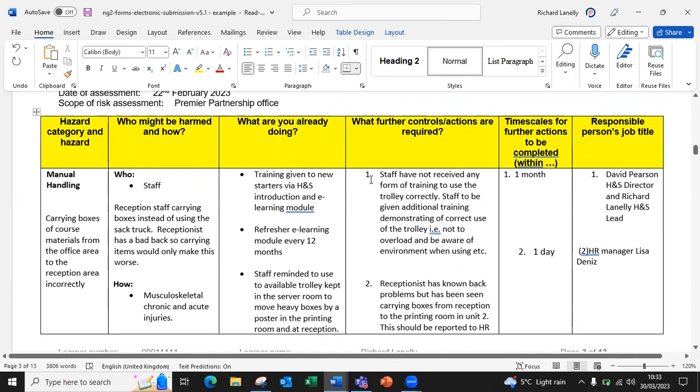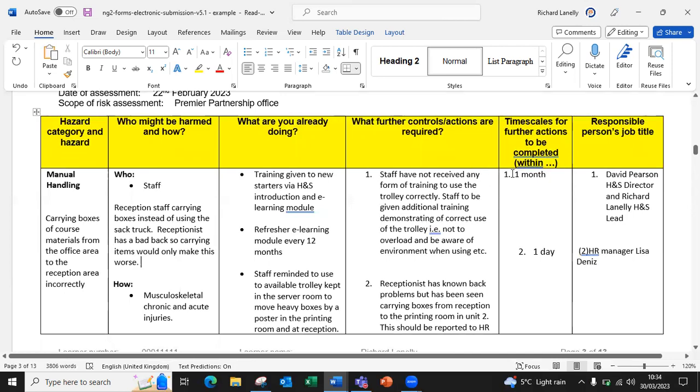What I've done here, as you can see, is I've numbered them across these last three columns. I suggest you do this so that when you upload it, if it throws the formatting out, it's still going to make sense. So staff have not received any form of training to use the trolley correctly. Staff to be given additional training, demonstrate the correct use of the trolley, not to overload, be aware of the environment, etc. It's all tied in as part of the course. You will know that now.